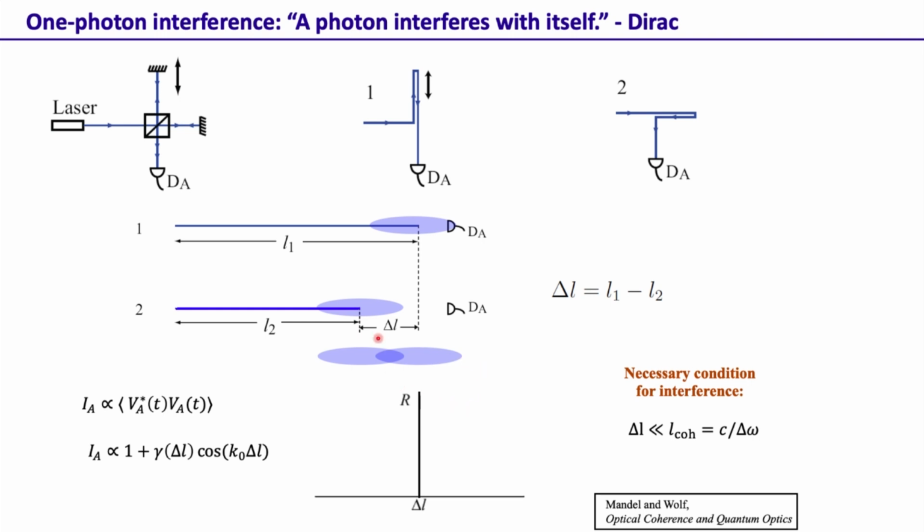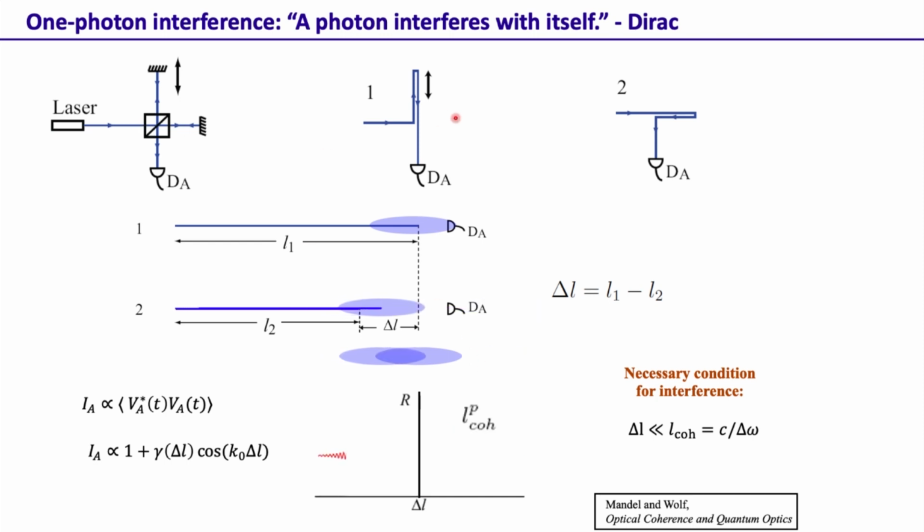And the interference happens when we change delta L. When we change delta L, these two packets overlap, and if the overlap is perfect, we see perfect visibility interference. When the overlap diminishes, we see interference with lesser visibility, or after a while it becomes zero. So this is our intuitive understanding of one particle interference.